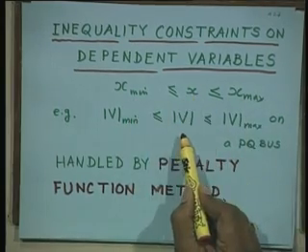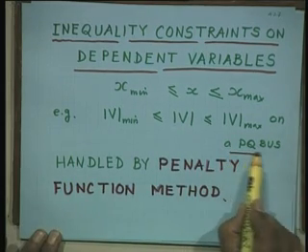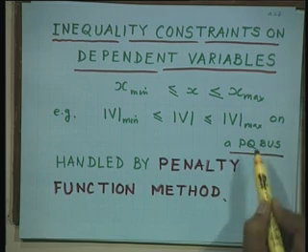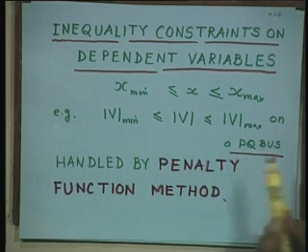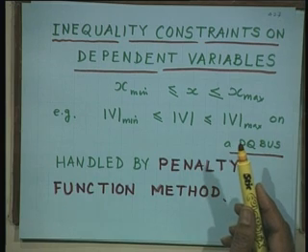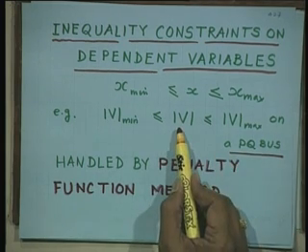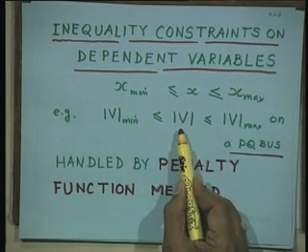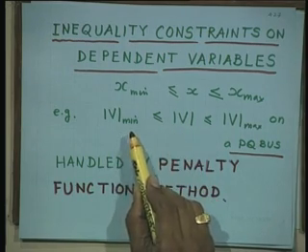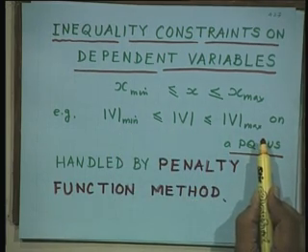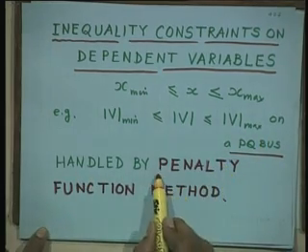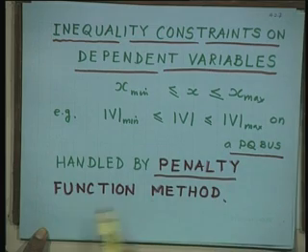What is x? Let us say voltage on a PQ bus, which is not a control variable because it is a dependent variable. On a PQ bus, what are control variables? P and Q, that is given to you. What is not given to you is V and delta. So, V becomes a dependent variable. So, we must lie at each bus between a given minimum value and given maximum value, handled by penalty function method. This is saying one of the ways.